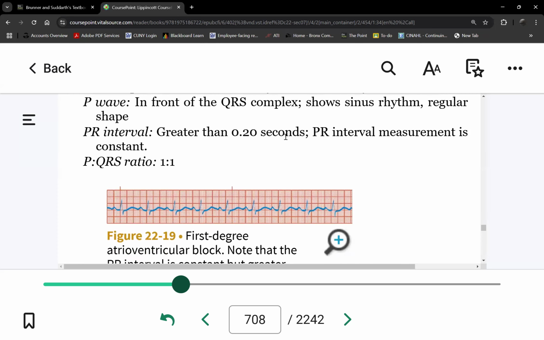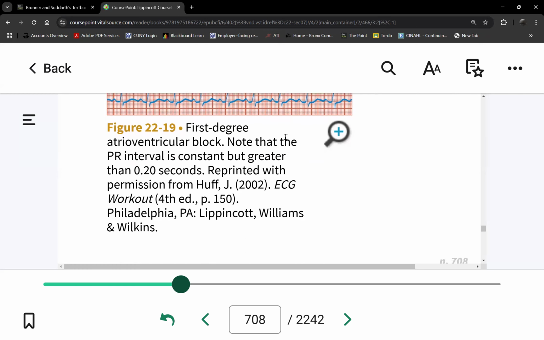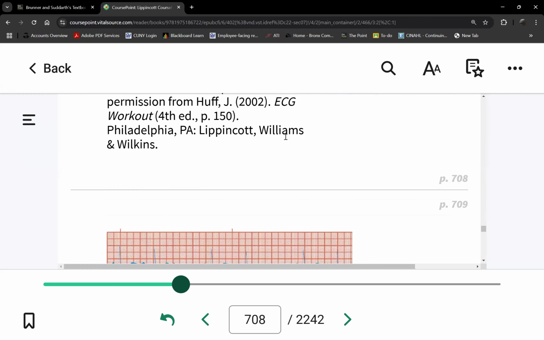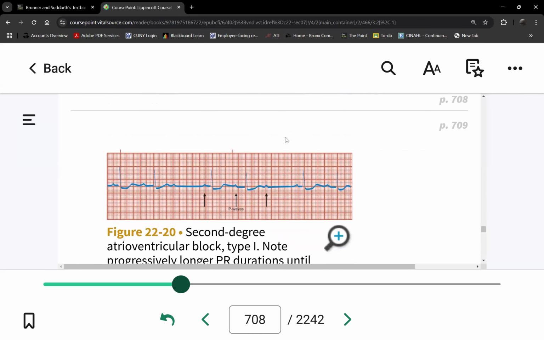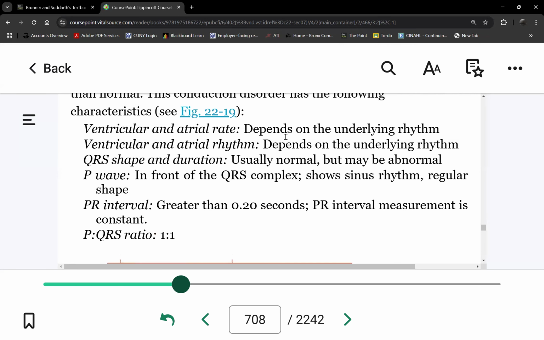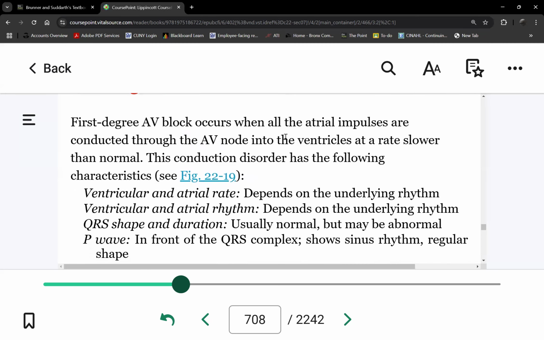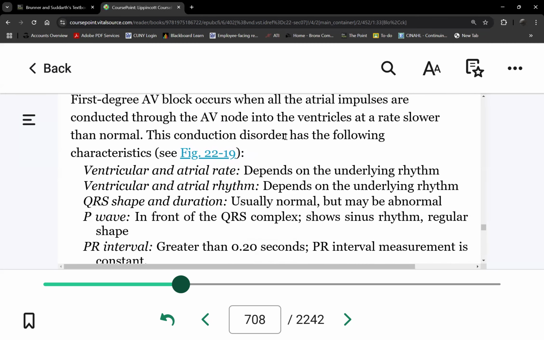All other properties are normal. Okay? If not for the PR interval being too long, this would look like sinus rhythm actually, because that's the only thing wrong. Will these patients usually have symptoms? No. Patients with first degree heart blocks are usually asymptomatic. Okay, you and I could be having first degree heart blocks right now. We would be totally fine.